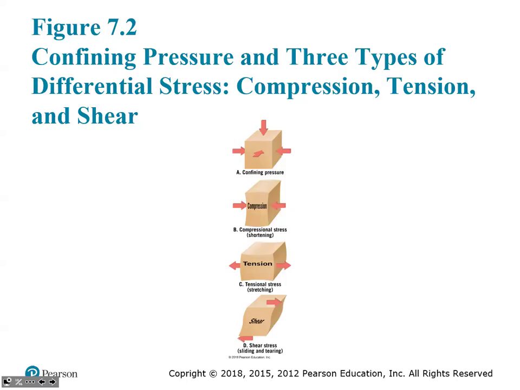So here are some examples of different types of force that you can experience on the ground. There's first confining pressure. Confining pressure is when you have equal pressure from all directions. So there's no net stress there, you're just squeezing everything. Compressional stress is shortening along one direction. Tensional stress is stretching along one direction. And shear stress, you have sort of pushing one way on one side and the other way on the other side, and that shears it.